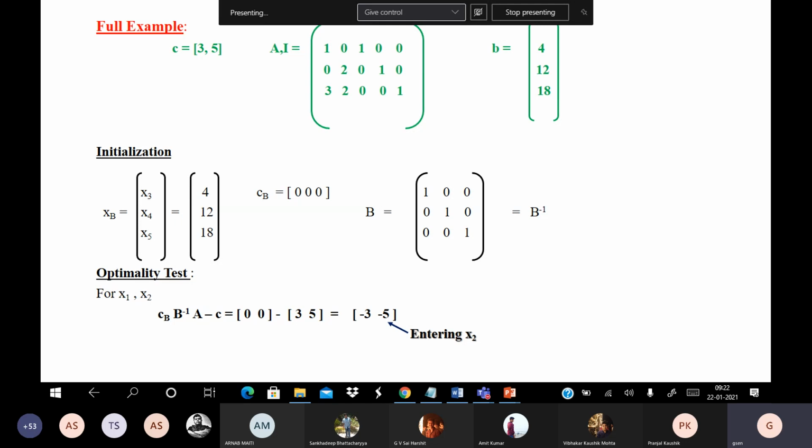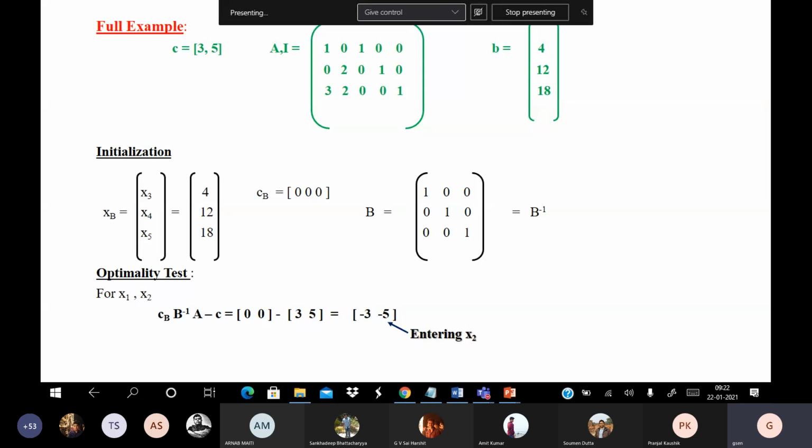So how do you decide the leaving basic variable? In the table, how would you do it? Find the ratio of xB divided by the entering column: 4, 12, 18. Minimum ratio test. So what are the things you need for the minimum ratio test? The RHS and the coefficients of the entering basic variable in the system. So these are the only two things. You don't need the entire table, right?